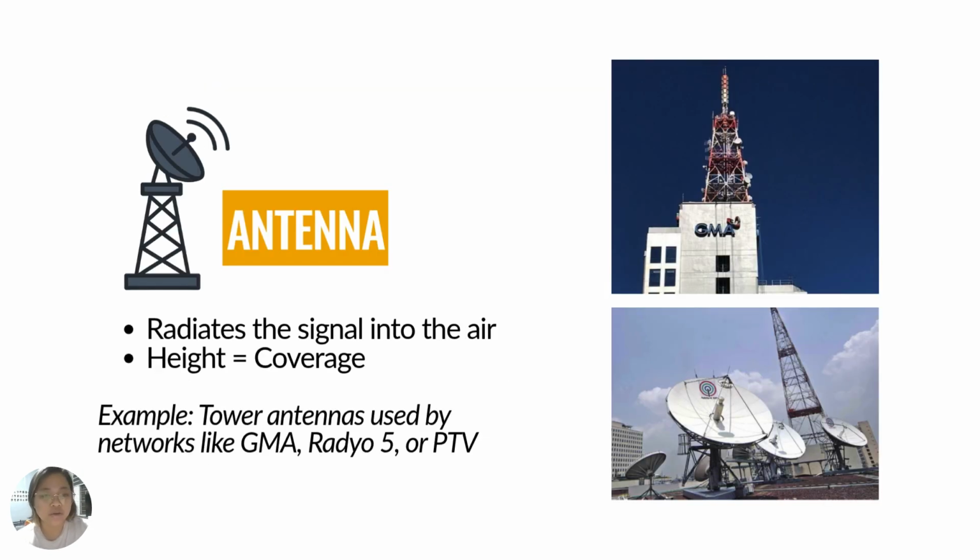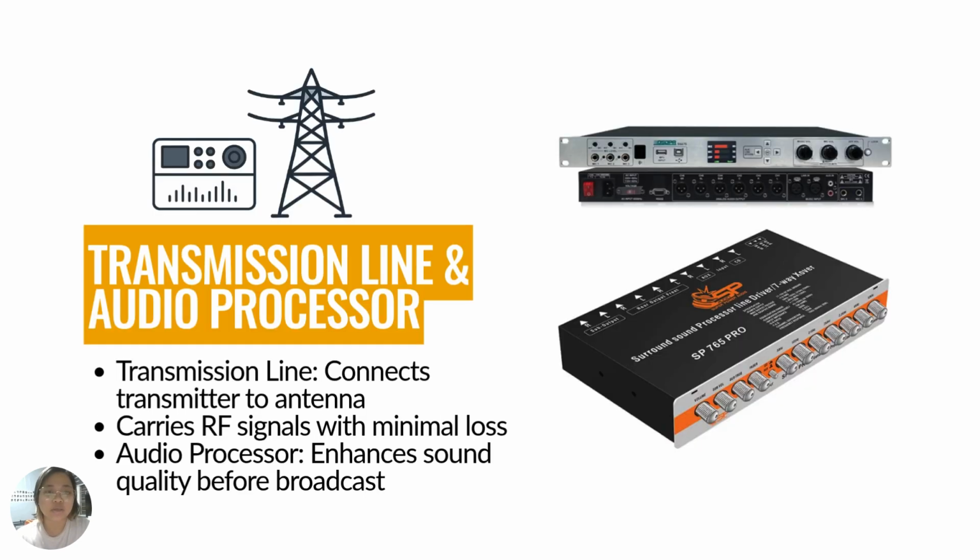Next is the antenna or the messenger that radiates the transmitted signal into the air. The higher the antenna, the wider the signal coverage. So example of those are tower antennas used by big broadcasting companies like ABS-CBN and GMA7.